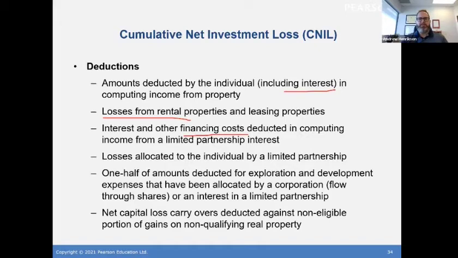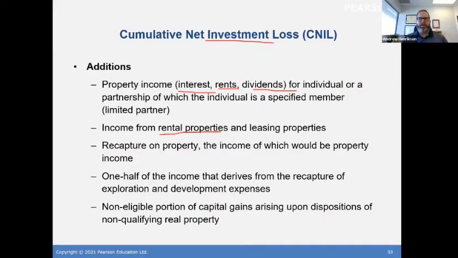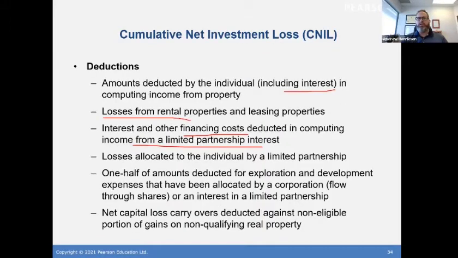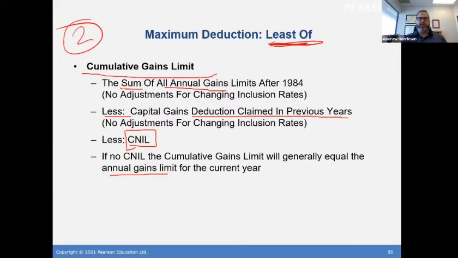Financing costs used in the limited partnership interest, a bunch of this stuff. So you guys don't have to worry too much about the calculation of this. If there's any calculations of them, they'll be pretty basic. And in a lot of cases, you'll just be given the CNL. So it's not something you have to worry too much about, getting into the technicalities of it. But you have to remember to subtract it here.